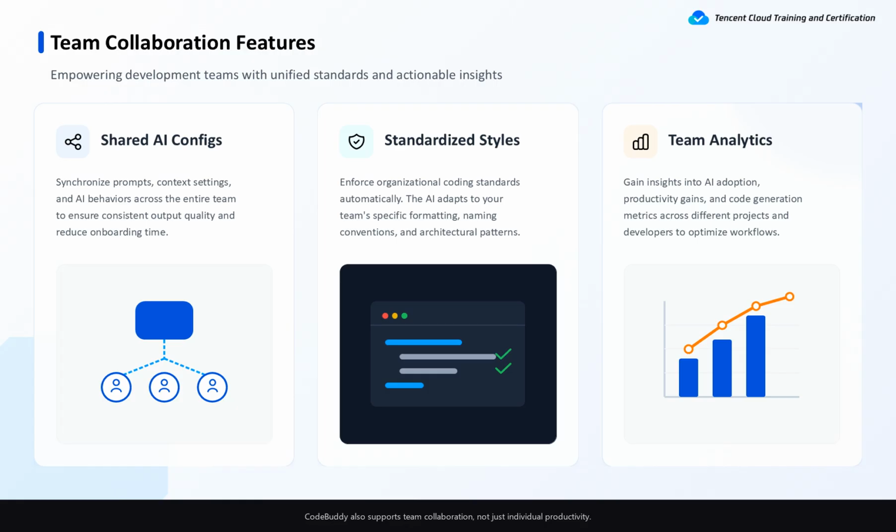CodeBuddy also supports team collaboration, not just individual productivity. Shared AI configurations allow teams to use the same prompts, context settings, and AI behaviors, which helps maintain consistency and reduce onboarding time. Standardized styles ensure that code generated by AI follows the organization's coding rules, naming conventions, and architectural patterns automatically. In addition, team analytics provide visibility into AI usage, productivity improvement, and code generation trends across projects and developers. Together, these features help development teams work in a more consistent, measurable, and scalable way while improving collaboration and overall engineering efficiency.